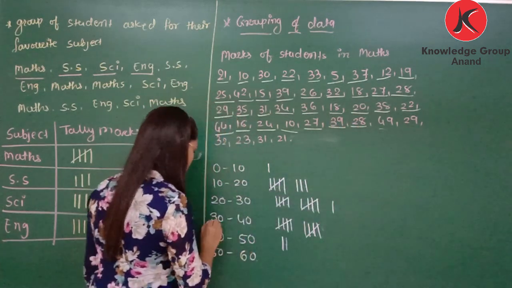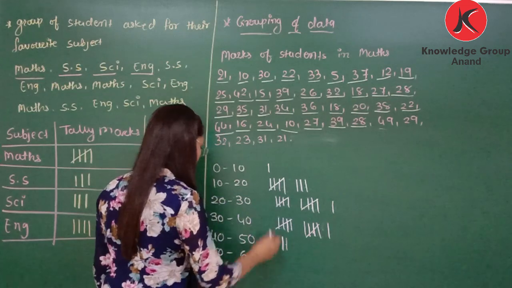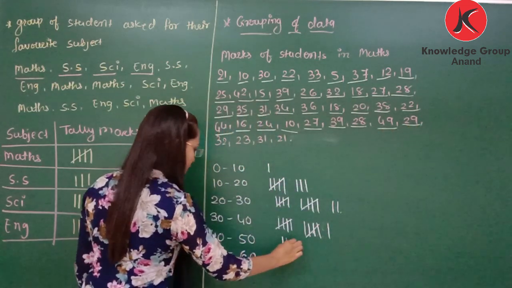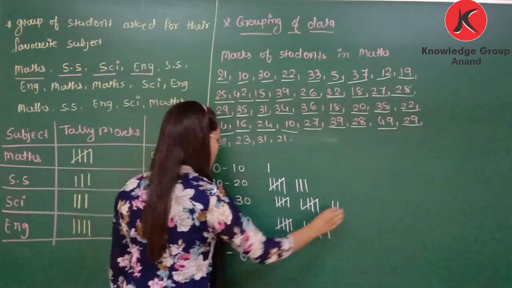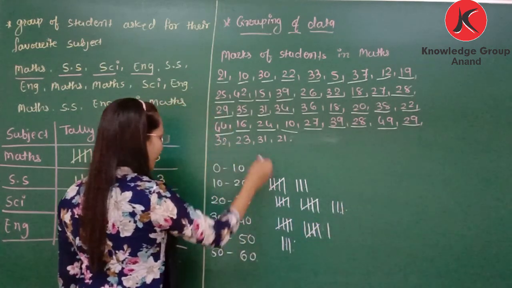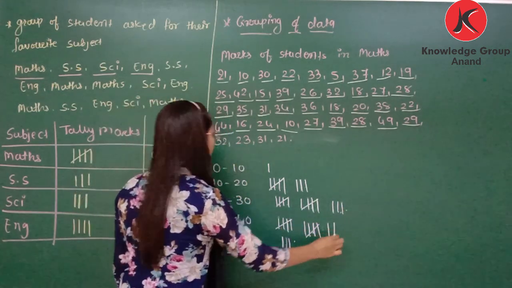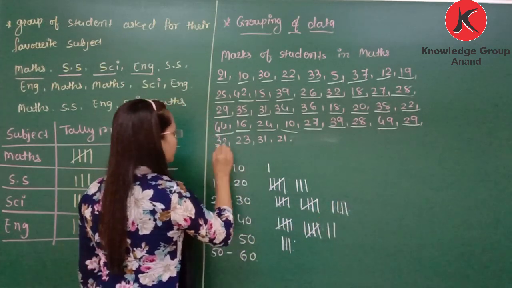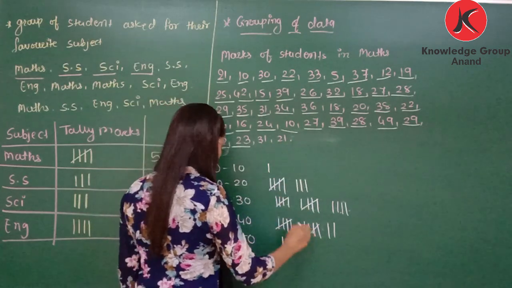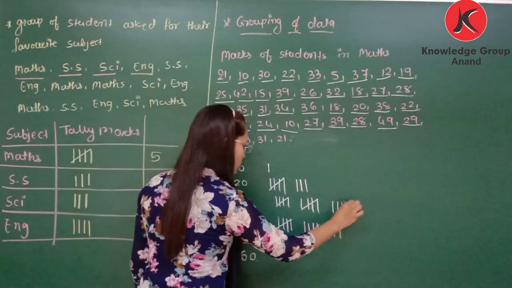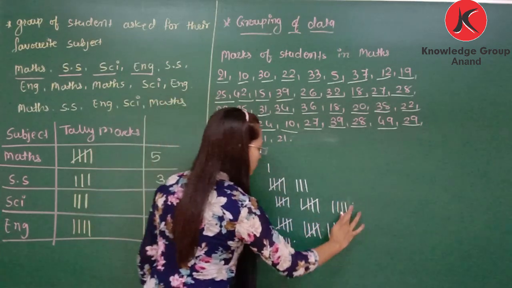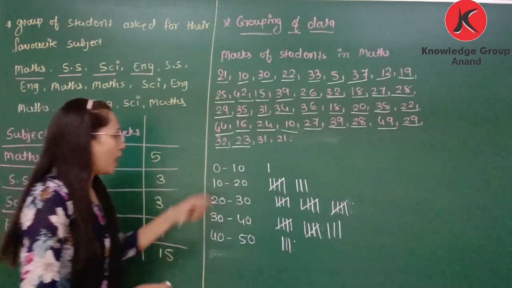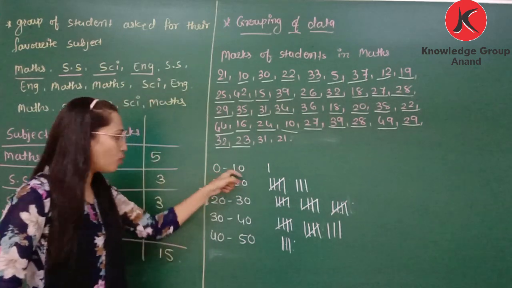39, 28. 49, 29. So 49 will be here and 29 will be here. Now 32, 23. 31 and 21. So it will be here. 31 and 7.